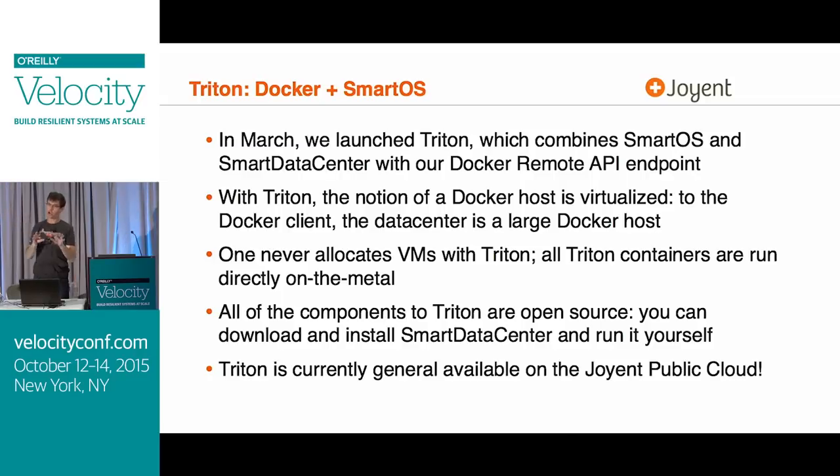When you run Docker PS, you see your containers across the entire DC, not across the entire machine. Docker thinks it's talking to one machine. It's actually talking to a big honking computer. And when you actually go deploy a Docker container, that Docker container runs directly on the metal. You actually allocate containers, not VMs. There are no VMs here. One never allocates VMs with Triton. All Triton containers run directly on the metal.